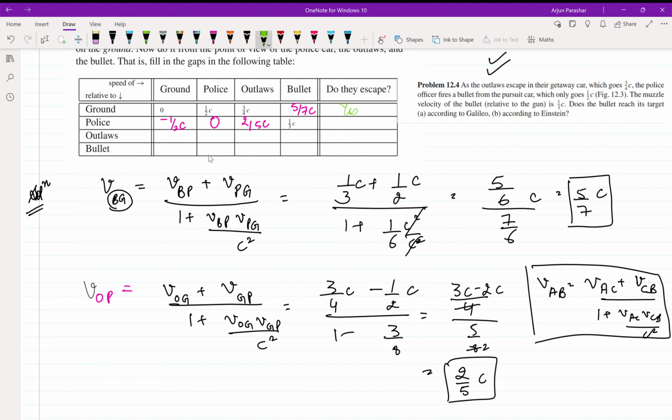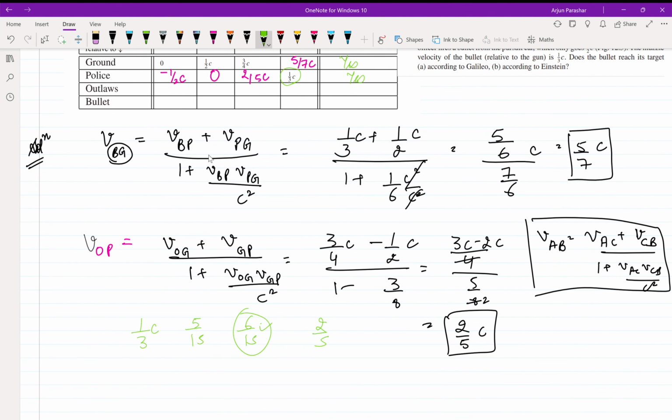Part number B. So it is traveling by 1 by 3c, and it was the bullet with respect to the police. Yes, in this case, the bullet is with respect to the police. So the bullet with respect to the police was traveling more than, let me calculate, the outlaws. Outlaws was 2 by 5 and the bullet was 1 by 3. So which is more? Let us calculate: 5 by 15, and multiplying this by 3, 6 by 15. So which is more? This is more. It means the outlaws are again traveling with more speed. So do they escape? Yes, they did escape.